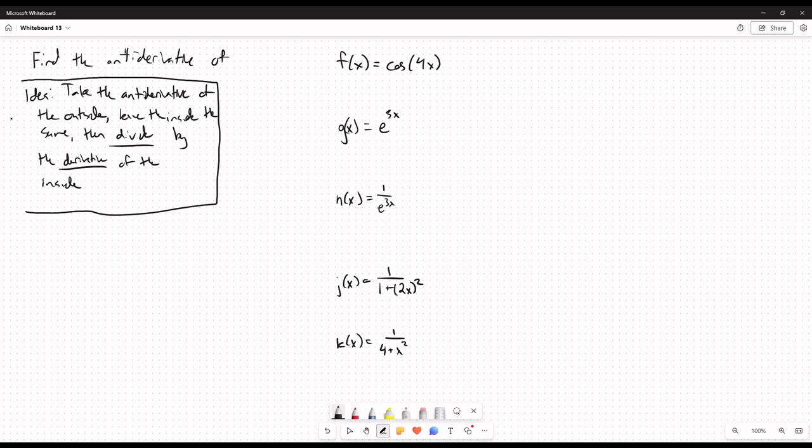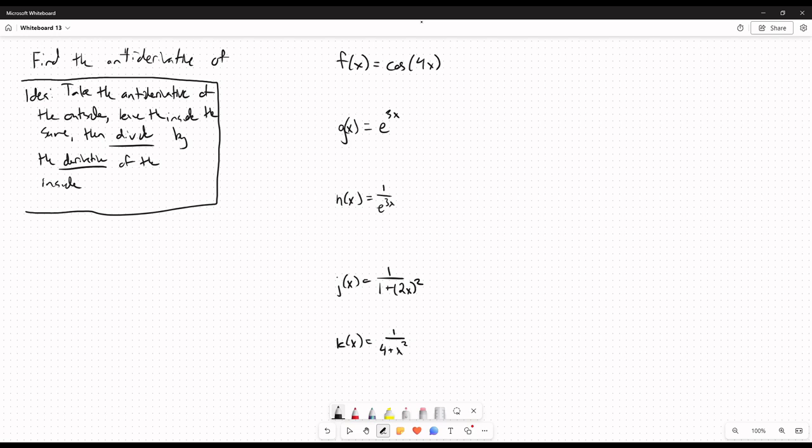In this video, we're going to practice taking the antiderivatives of functions that have a little tiny bit of composition going on. Specifically, we're looking at the antiderivative when the inner function is just linear, something like 4x or 2x, maybe something like x plus 1. For functions where the inside function is linear, what we can do is take the antiderivative of the outside, leave the inside the same, and then divide by the derivative of the inside. So let's see what we mean by that.